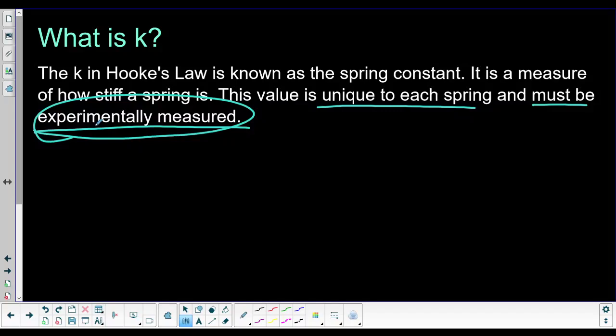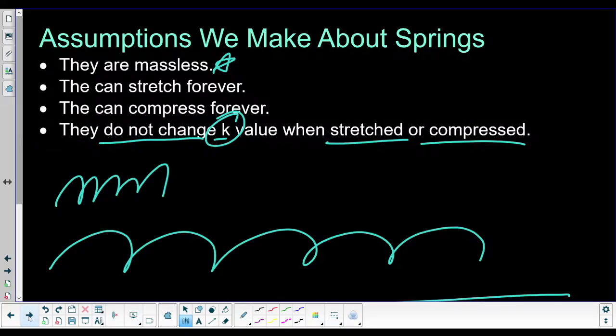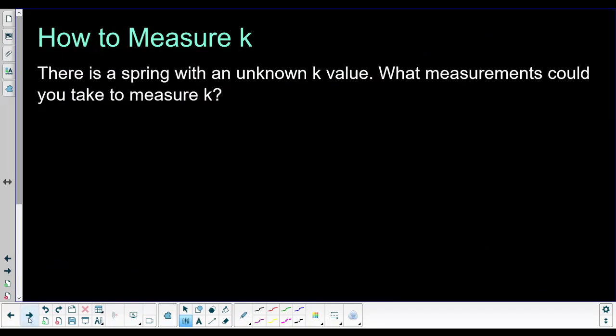There's a bunch of very specific things for specific materials that have to be experimentally verified. And we're not about that life. This is more of a theory class than a practicality class. So we're going to assume these things unless they tell us not to. All right, so let's start doing some spring problems.